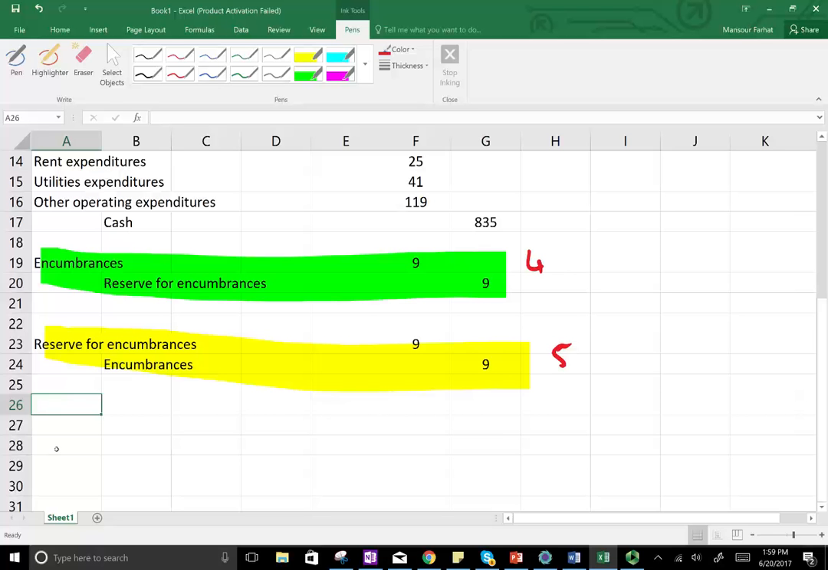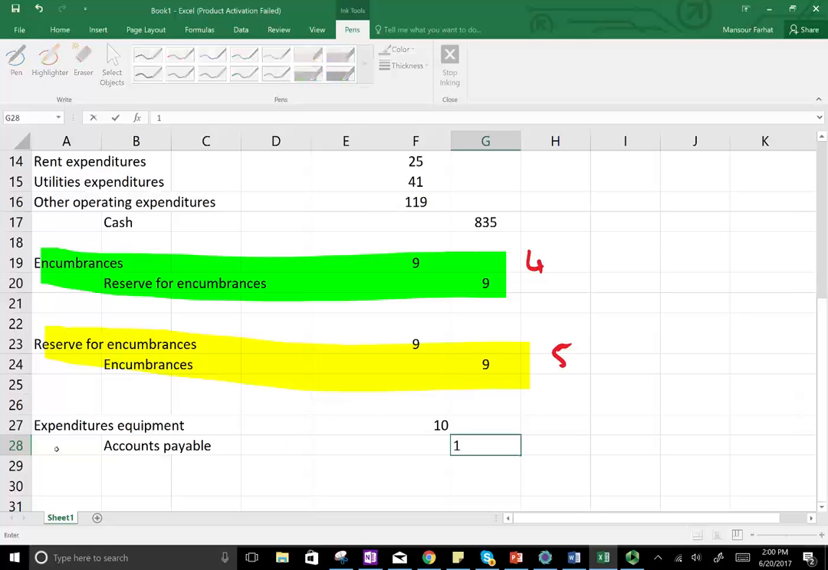The equipment is an expenditure. Remember, with governmental accounting, we don't record any asset. It's all expenditures. So we're going to have an expenditure for the equipment. But remember, the equipment expenditure is 10 million, or $10, not 9. And since we're going to be paying it in the future, we credit accounts payable 10. So this is also transaction number 5.